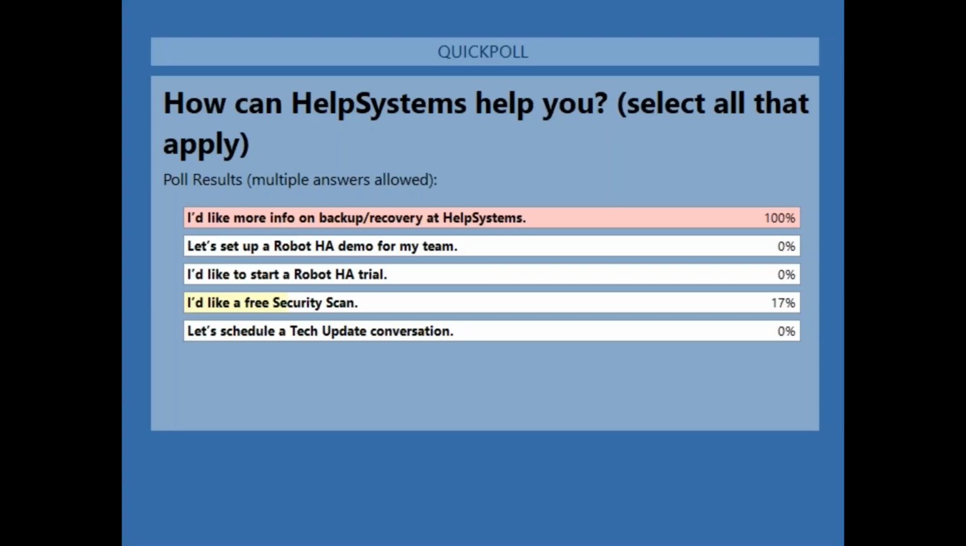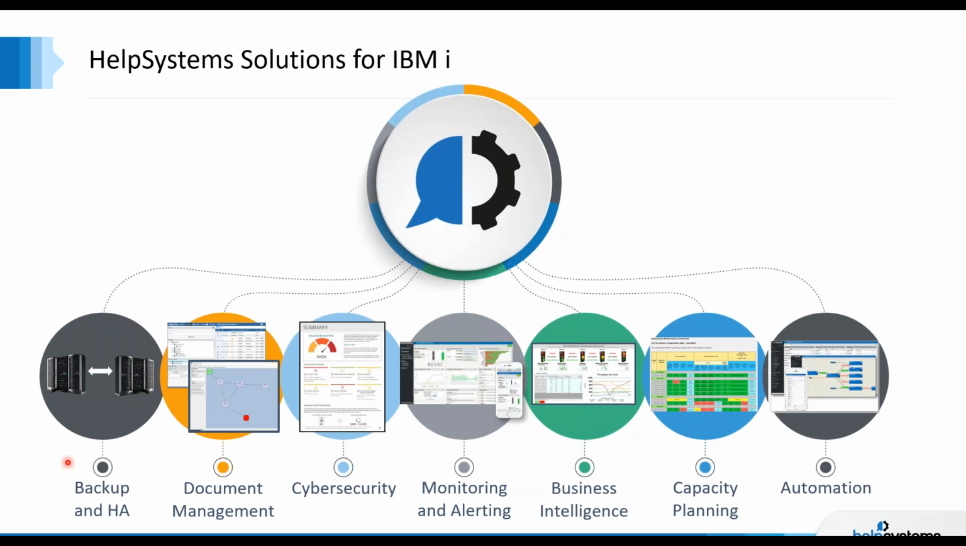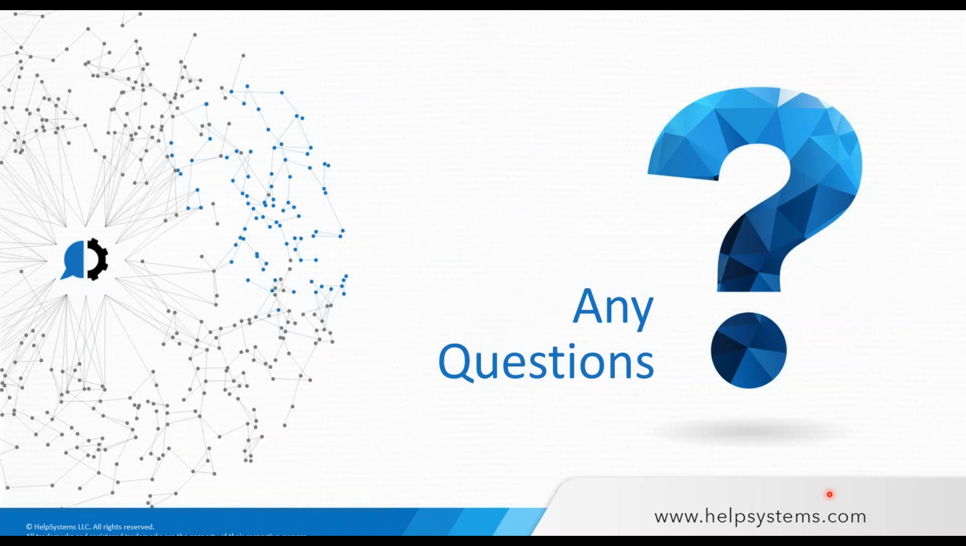So let's wrap up here a little bit with all the different things we do on IBM i. Don't forget, Help Systems does backup and HA, document management, cybersecurity, monitoring, business intelligence, capacity planning, and automation, all centered around IBM i. And if that's not enough and you have other servers out there, we do a lot of those same things for Windows, Unix, and Linux.